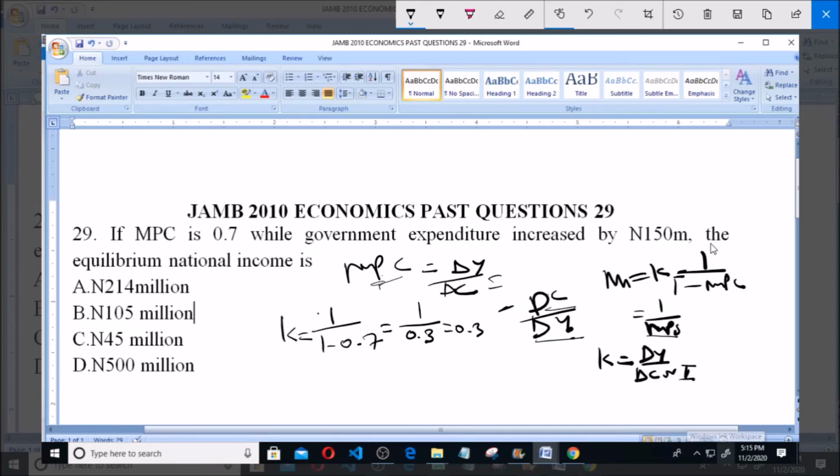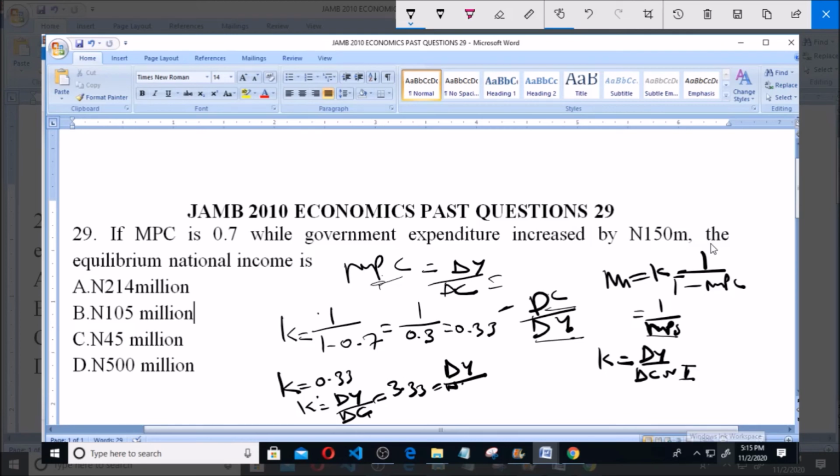If using our multiplier, therefore, where the value of K is now 3.33, we're going to have K equal to change in income over change in government expenditure, which is equal to 3.33. So change in income over 150 million. We cross multiply.